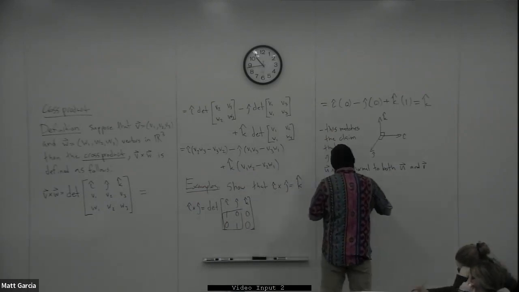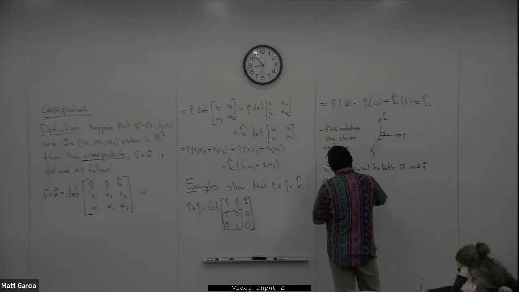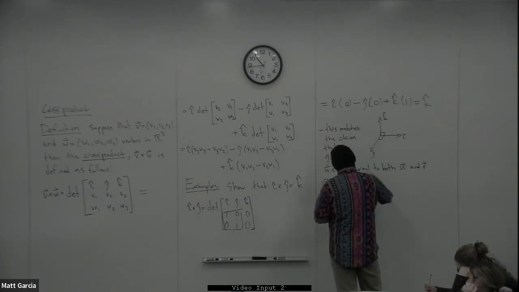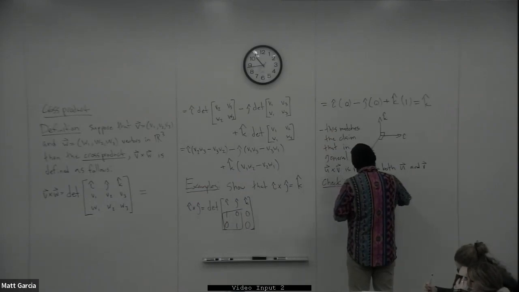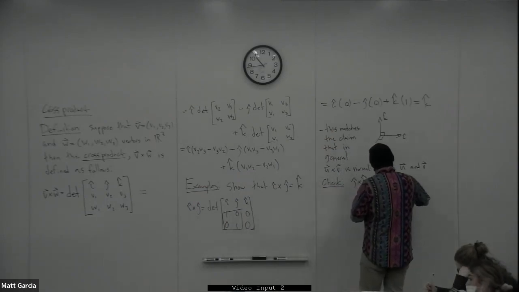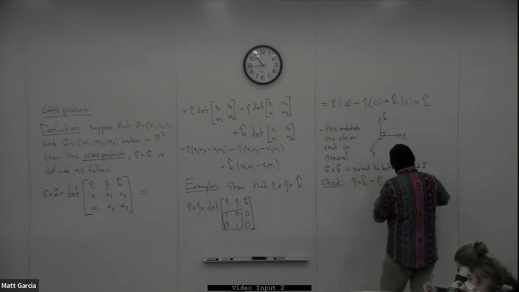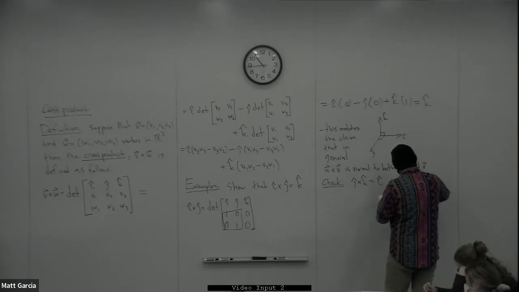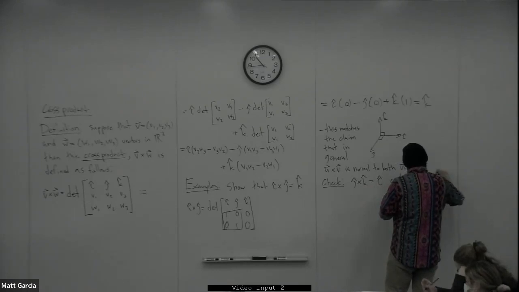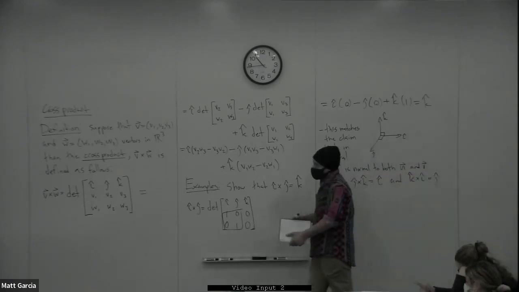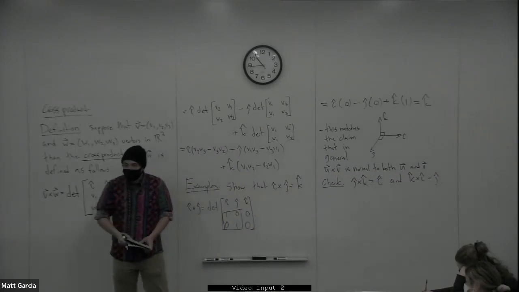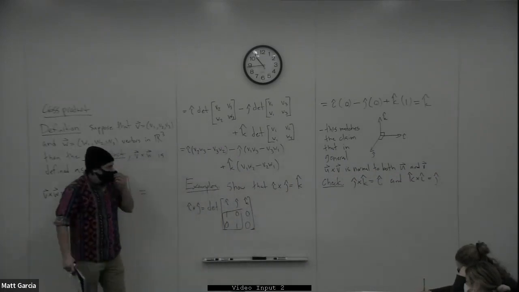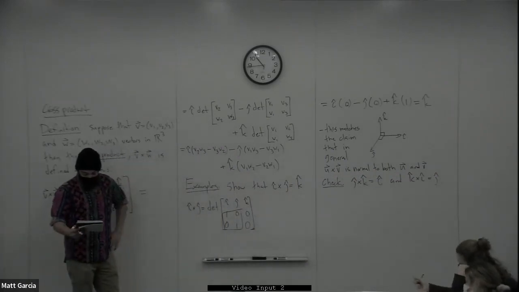I'll ask you to check on your own that k hat cross i hat is equal to j hat, and j hat cross k hat is equal to i hat. A similar computation to the one we just did, but a nice relationship between these things nonetheless.